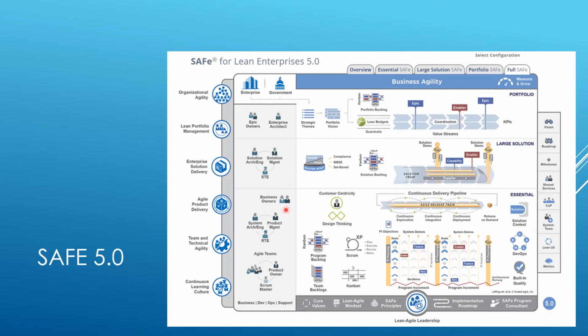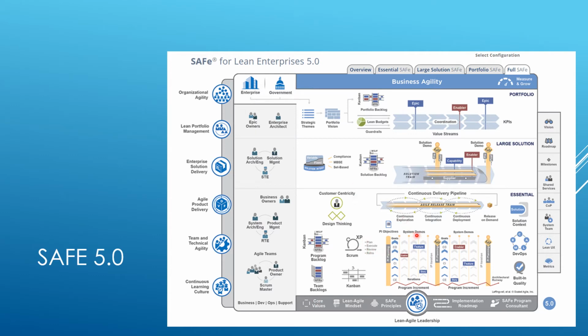This is a framework which helps you scale at different levels. They have Essential SAFe, which can be for a mid-sized organization. Then you can go for Large Solution SAFe, and then Portfolio SAFe. Then you have Full SAFe, right? So you can scale. There are a lot of different levels of scaling available as part of SAFe, right?